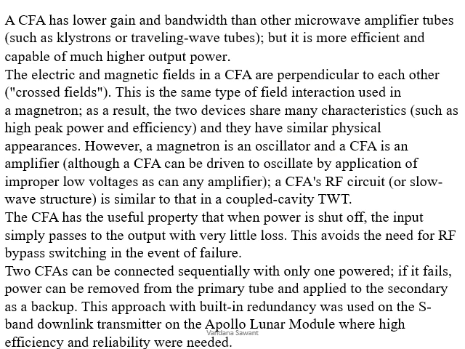Now this CFA, as I told you, has lower gain and bandwidth, but it is more efficient and capable of a higher output power. In the CFA, the magnetic field and electric field are perpendicular to each other. This is the same type of field interaction as that of a magnetron. But a magnetron is an oscillating device, while this is an amplifying device. So it is called a cross-field amplifier.